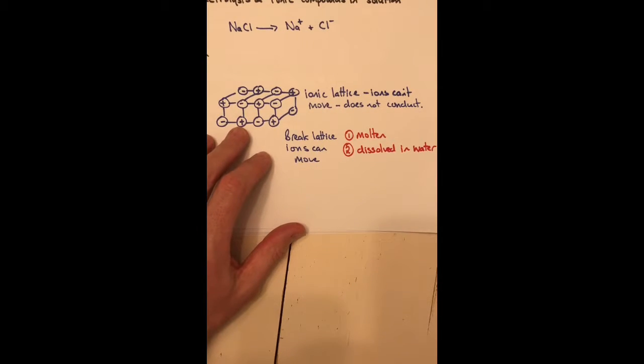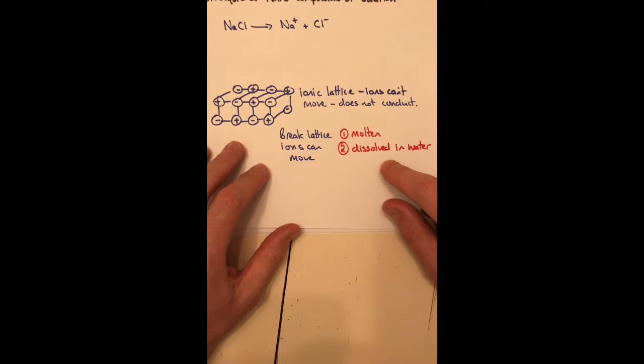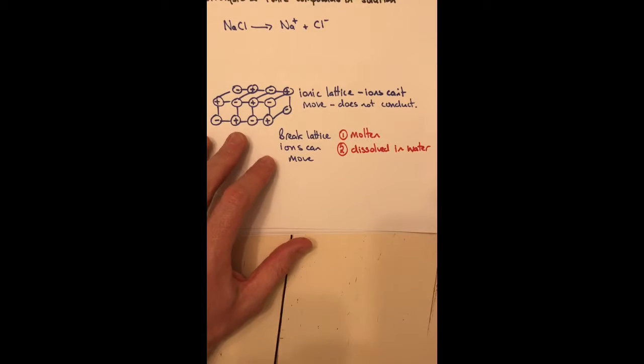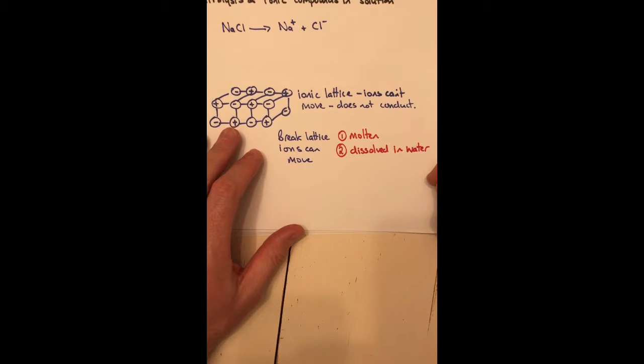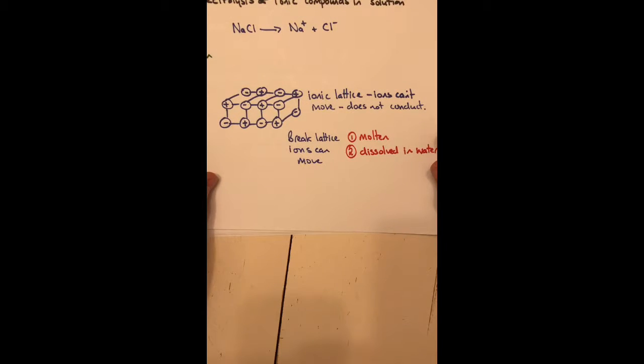Number one is we heat it up, as we said in our previous video, and that makes it molten, and therefore these ions are free to move and it will conduct. Or number two, which is what we're going to talk about today, is we can dissolve the ionic compound in water. That also breaks the lattice, breaks the electrostatic attractions, and the ions are free to move. So what we're going to do now is have a look at an example, and we're going to look at the example of sodium chloride.